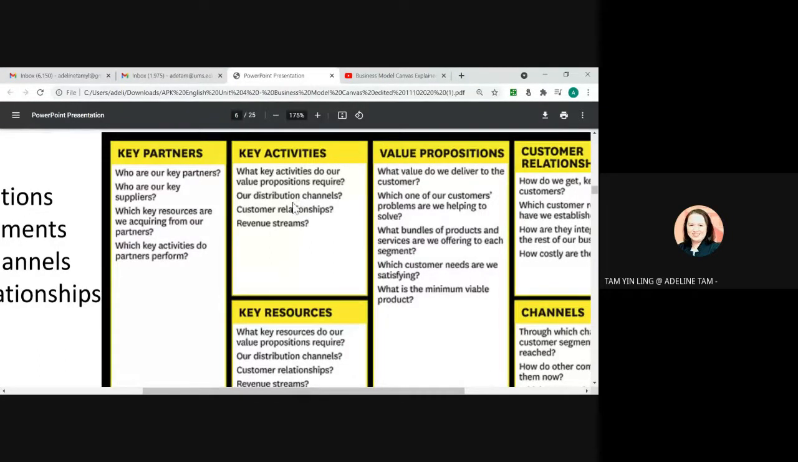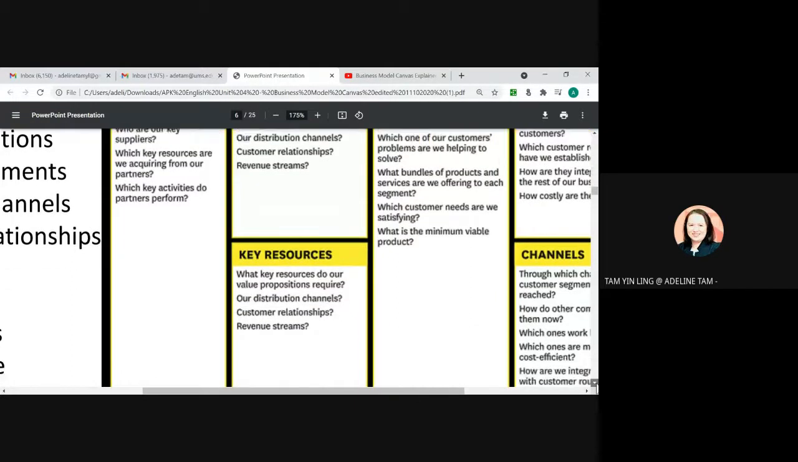And key activities might be related to customer relationship. So, for example, you need to provide samples. If you need to provide samples in customer relationship, then your key activity is to prepare a sample. And how it affects the cost and our revenue.